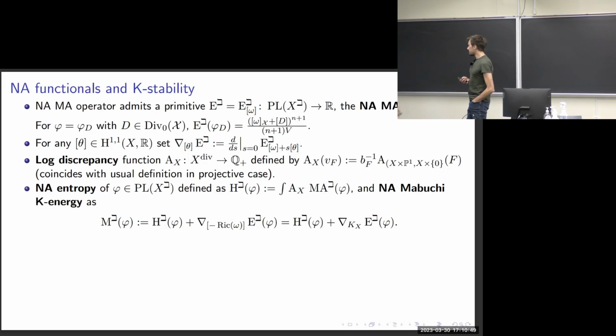Okay, and then the non-Archimedean Mabuchi K-energy. We take the same formula that we had before with beta everywhere. So it's H plus nabla in the direction of minus Ricci of E. And the class of minus Ricci is the class of the canonical bundle K_X. So we are differentiating in the direction of K_X.